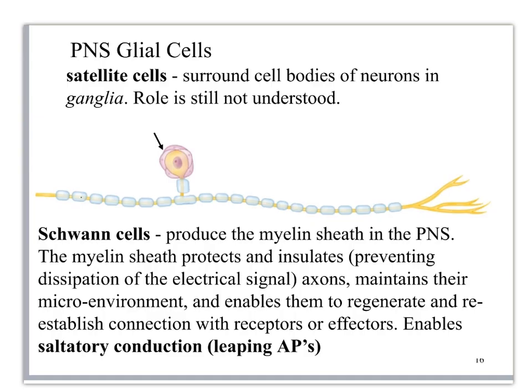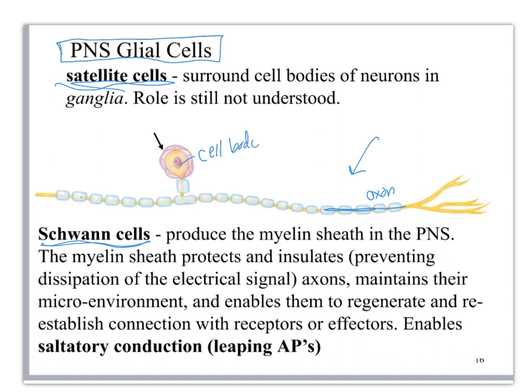All right, let's look at the peripheral nervous system's glial cells next. We've only got the two. We've got satellite cells and Schwann cells. Well, let's look at the Schwann cells first. So first we're looking at this neuron. So this part, remember, is the axon. That is the cell body. All right, and each one of these little white beads is a Schwann cell. All right, what you memorize about that is they make the myelin sheath in the peripheral nervous system.